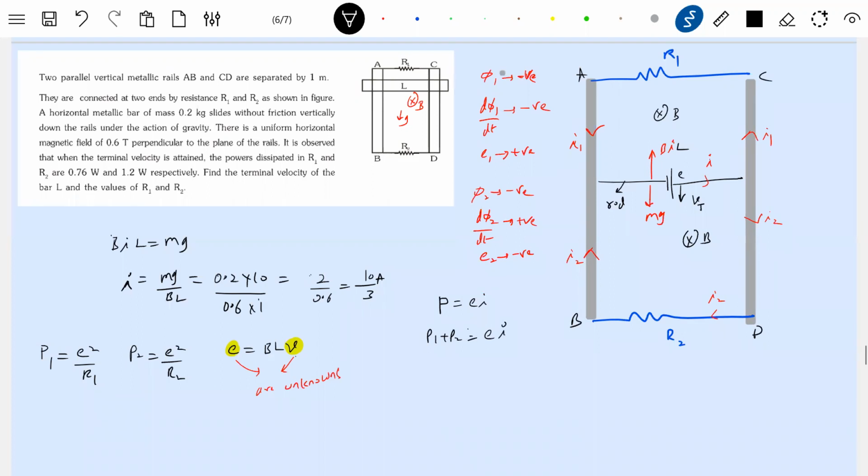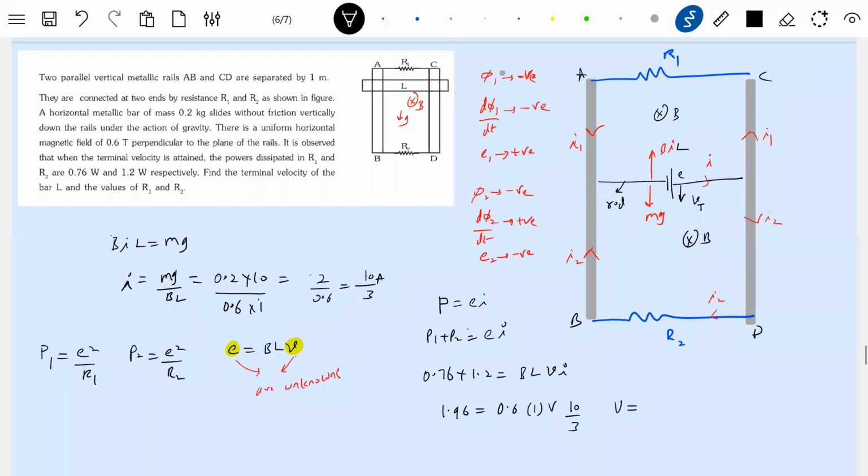So what is E? BLV. P1, I'll write it 0.76, 1.2 is BLV into I. Do we know I? Yes, it is. Substituting this: 1.96, B is 0.6, length 1, terminal velocity V we don't know. Do we know I? 10 by 3. With this I'll get V. Once you get V, then you'll get E. Then once you know E, then you'll get R1, R2.